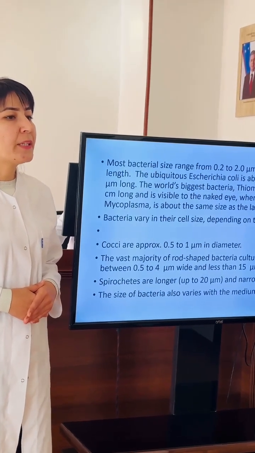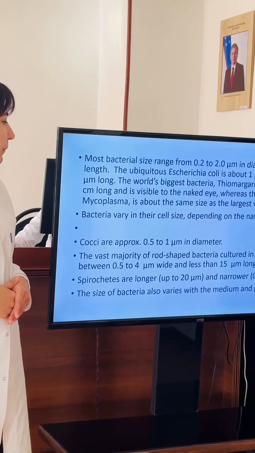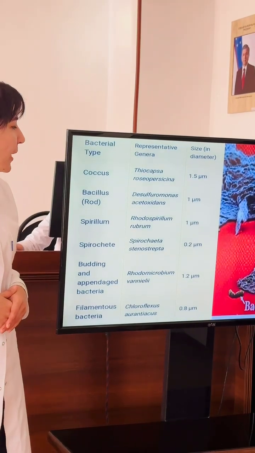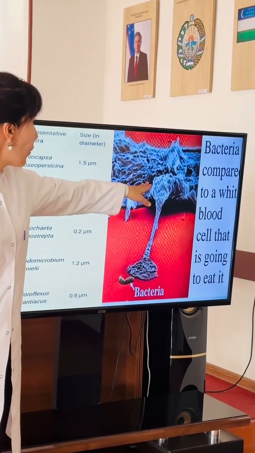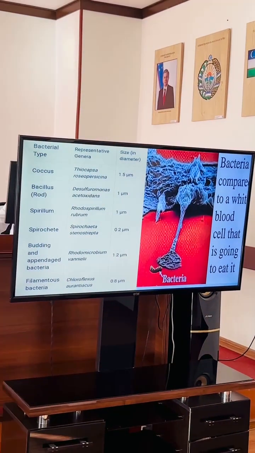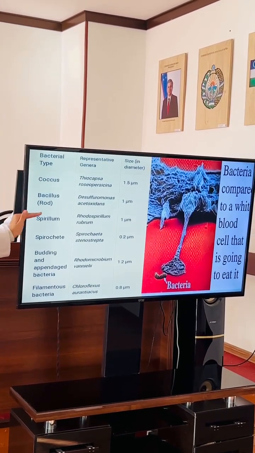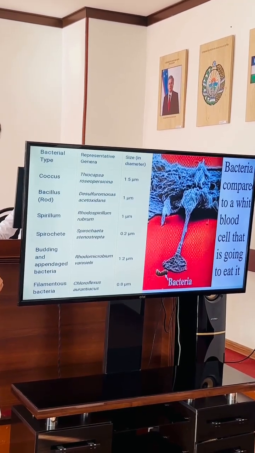And here we can see some of the bacteria. Here we can see some bacteria, a look at one of the macrophages, and bacteria types: coccus, bacillus, pleomorphic, spirochaete, budding and appendaged bacteria, and filamentous bacteria too.